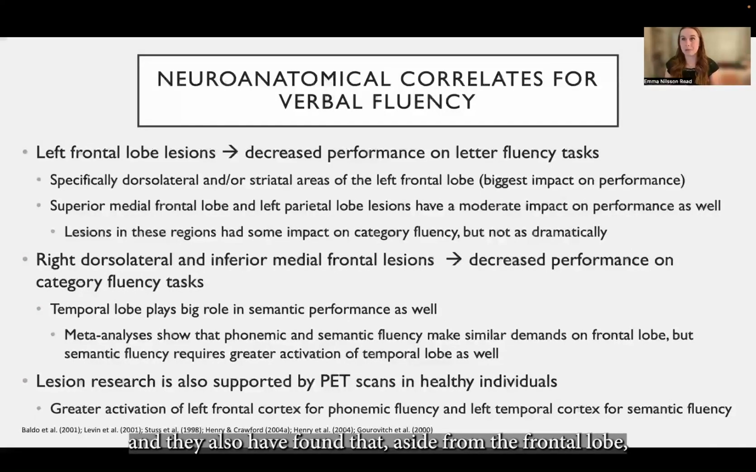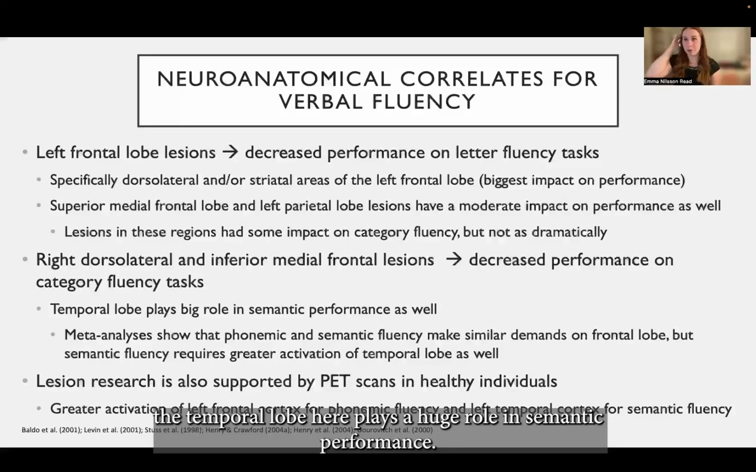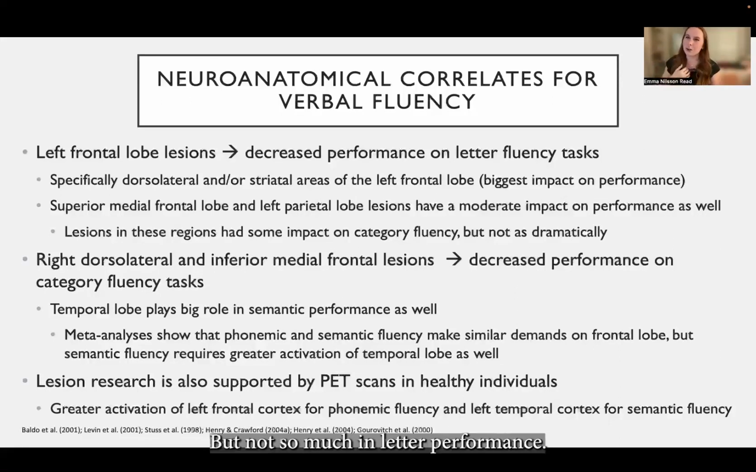And they also have found that aside from the frontal lobe, the temporal lobe plays a huge role in semantic performance, but not so much in letter performance.